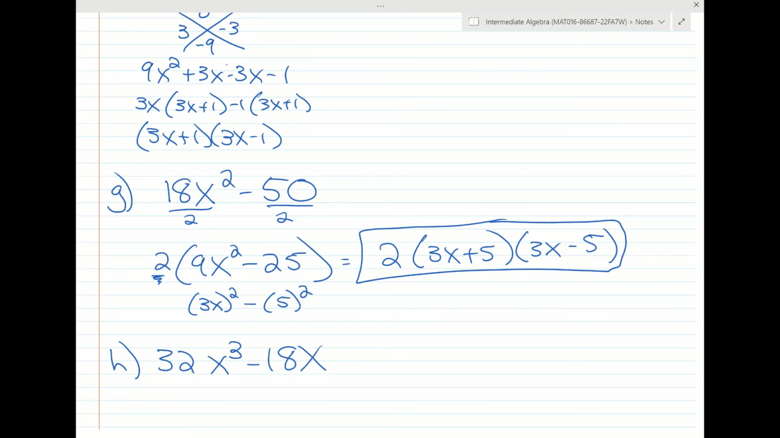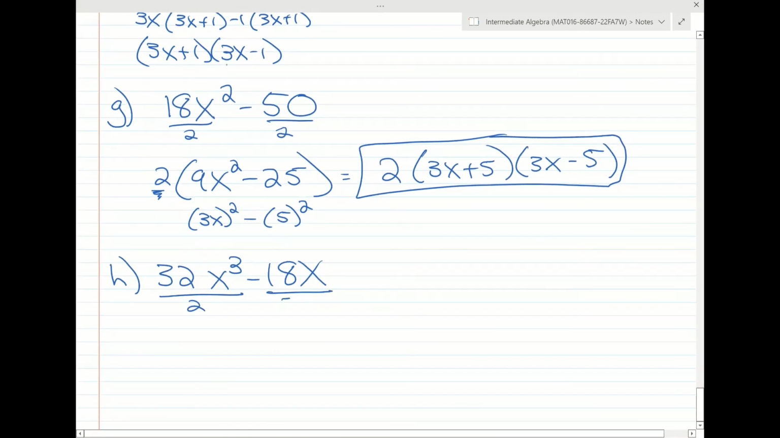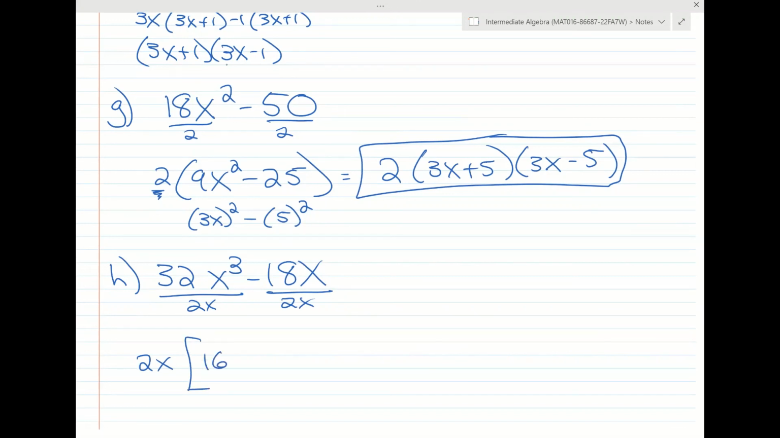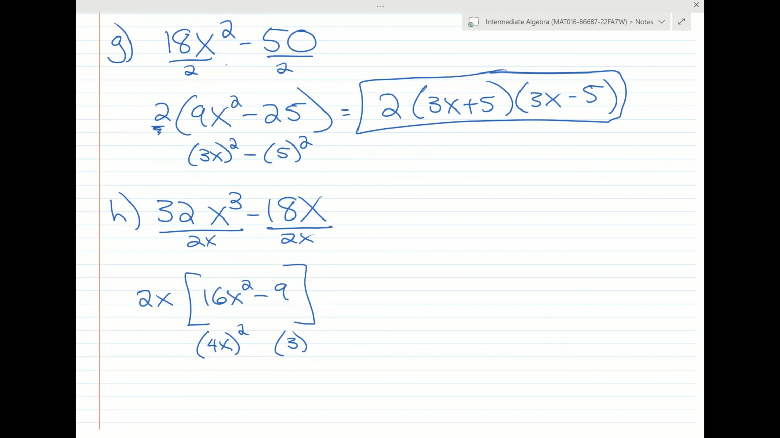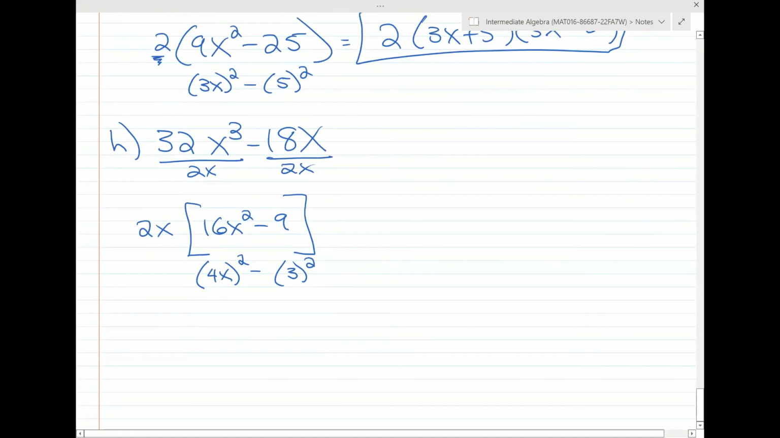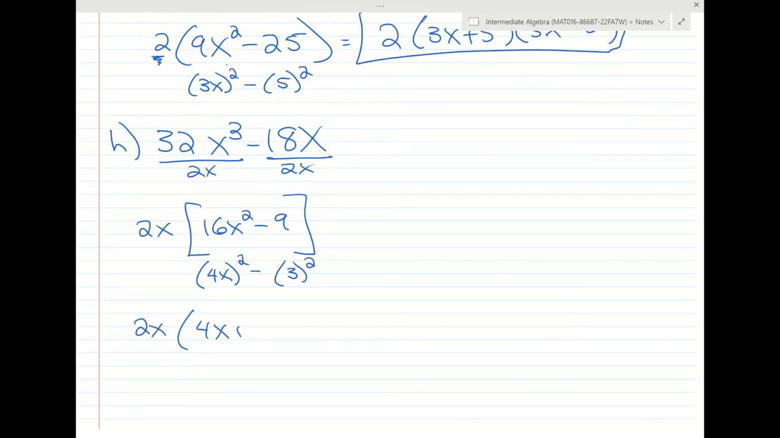We're going to have to take out a GCF first. What would the GCF be? 2x, right? So if we take out a 2x from this and a 2x from this, we wind up with 2x times 16x squared minus 9. And that is a perfect square like we talked about. 16x squared is really just 4x to the second. 9 is really just 3 to the second. So let's remember the 2x in front. Then we just get 4x plus 3 times 4x minus 3.